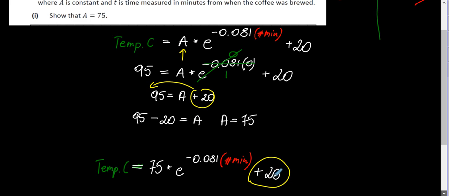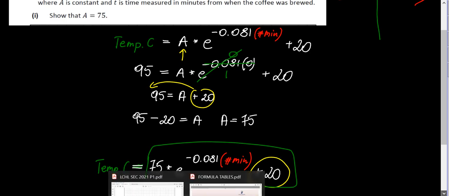20 is a constant value of temperature, because remember, we have an equal sign in between them. This side is the temperature of the coffee, and this side is the temperature of the coffee as well. It's just this side is telling us how to calculate it. That's all. But both those sides represent the temperature of the coffee. So in the temperature of the coffee, we have a steady element of 20. That means that is the temperature of the surrounding.